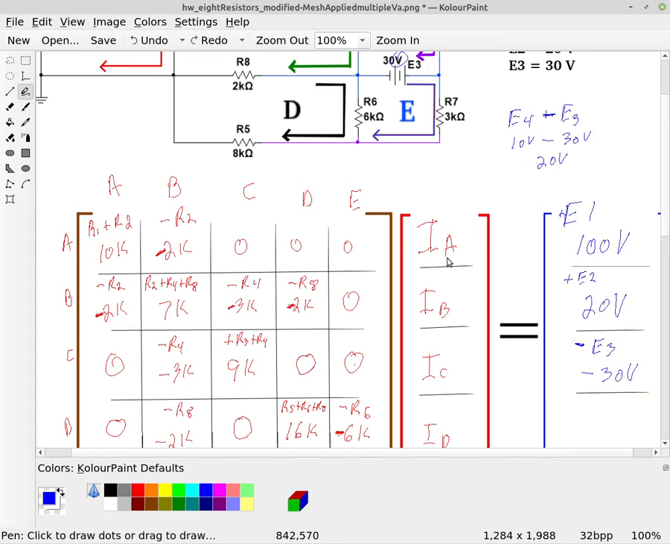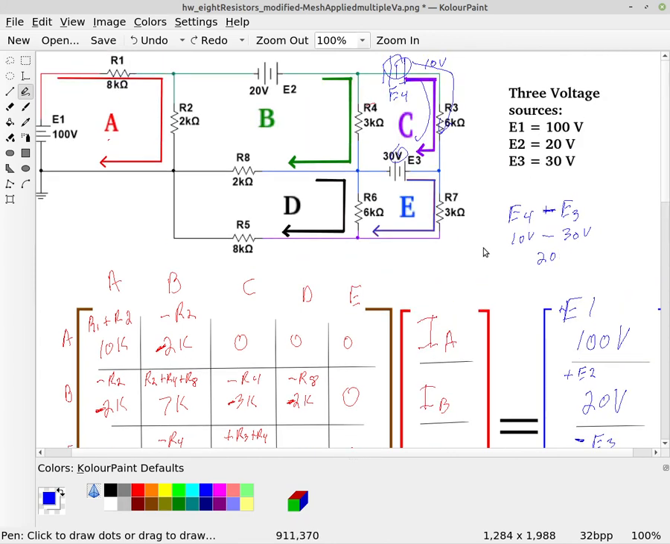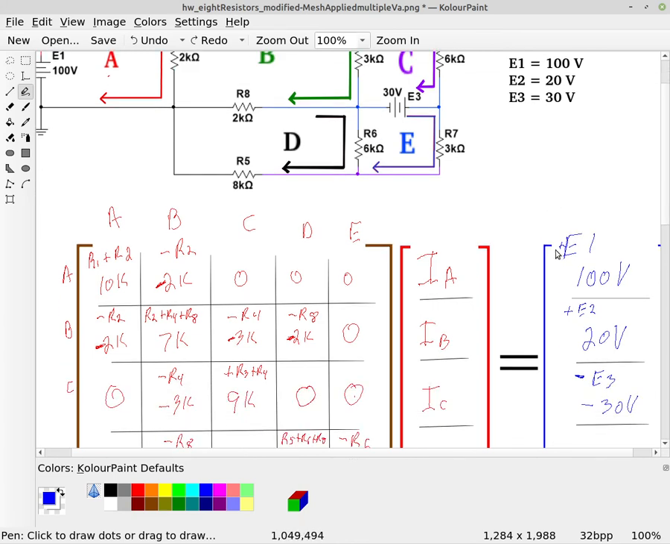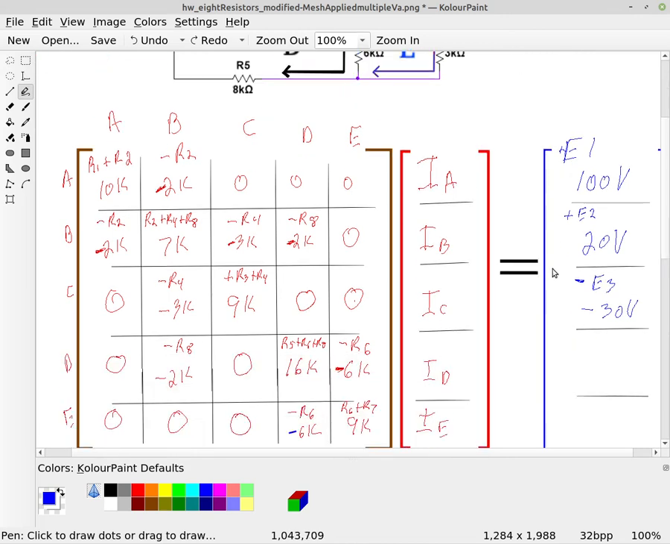So I just wanted to cover that case in case you can have two voltage sources in the same loop and you just algebraically add those. So if they're opposing each other, you actually subtract them. The ones that are pushing in the direction of the loop current, those are positive sources, and the ones that are pushing against the loop current would get a negative sign.